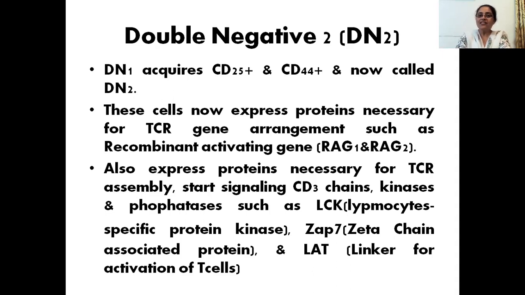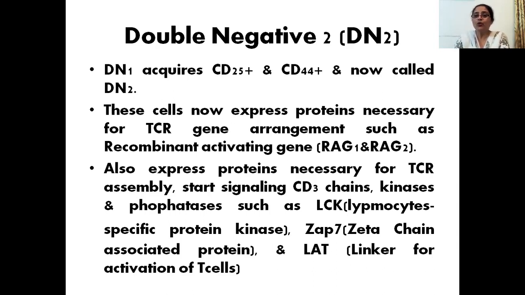So these TCRs, how are they going to develop, how will these T cells differentiate and acquire these T cell receptors? This starts happening in the case of double negative cells, and TCR assembly will start by signaling CD3 chains, certain kinases and phosphatases, such as LCK, that is lymphocyte specific protein kinase, ZAP-70, that is zeta chain associated protein, and LAT, linker for activation of T cells.